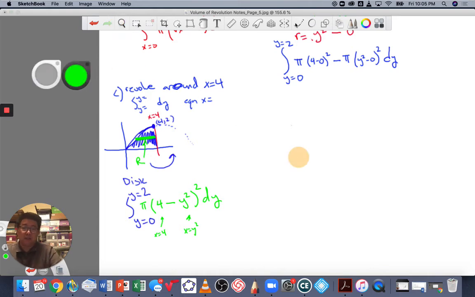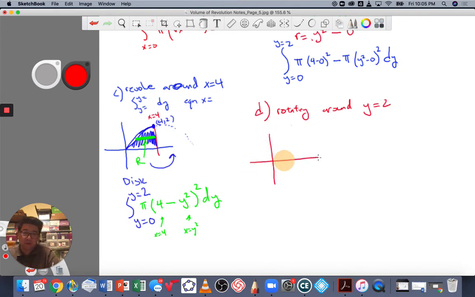Okay, last one. Let's get this guy done. For part D, we are rotating around y equals 2. So here's our function. Actually, let me do this because you'll see it better here. So here's my square root. We're revolving. This point right here, if you recall, is 4 comma 2.